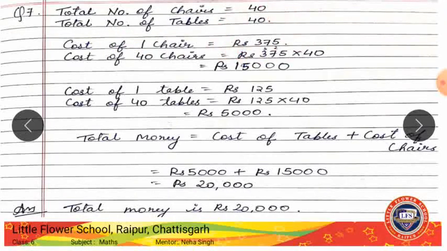Rupees 365. So cost of 40 chairs, again same example, cost of 1 pen is rupees 5. So cost of 10 pens will be 10 into 5. Similarly here it will be 375 into 40. Similarly for tables cost you will find it out.